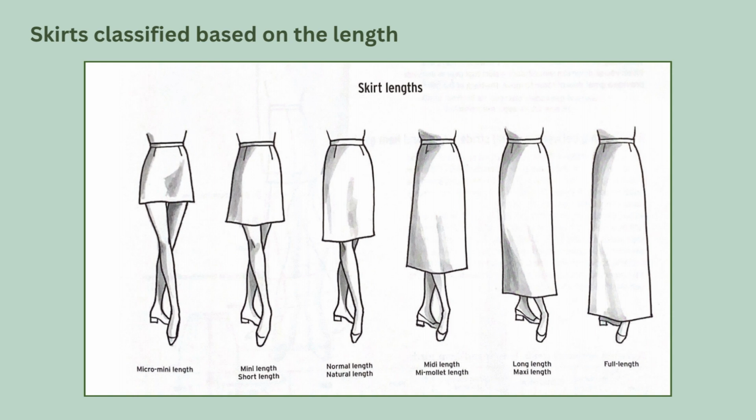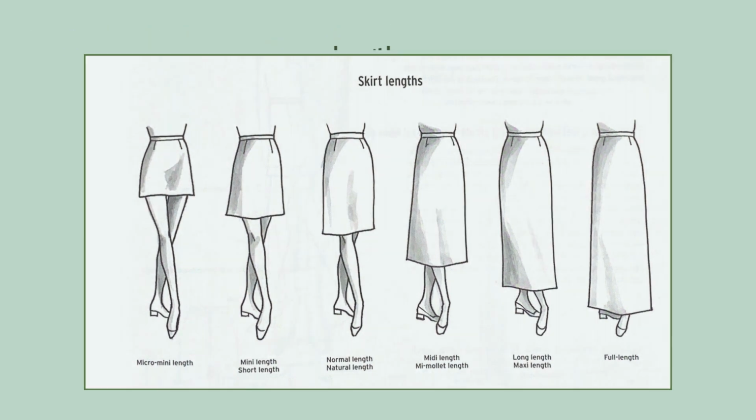The third one is normal length in which the hemline is at knee level. Then we have the midi length or mid mallet length in which the hemline is below knee. Then we have long length or maxi length in which the hemline is near ankle. And after that we have the full length in which hemline is below ankle.